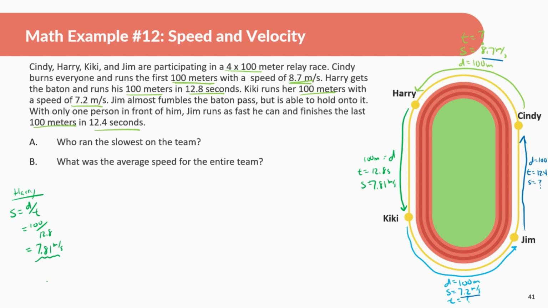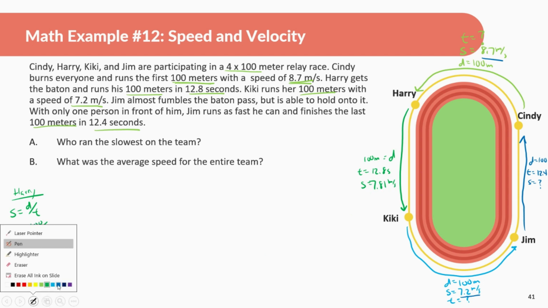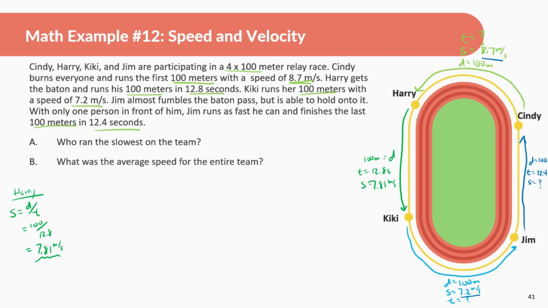And now let's figure out what Jim's is. So Jim, his speed is equal to distance divided by time. The distance he traveled was 100 meters, and the time was 12.4 seconds. So we already know it's faster than Harry, actually, in this instance. That's why you run the race. And that was 8.06 meters per second. Fast, Jim, fast. He's been training.